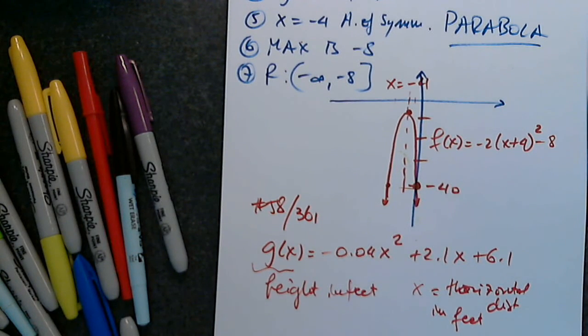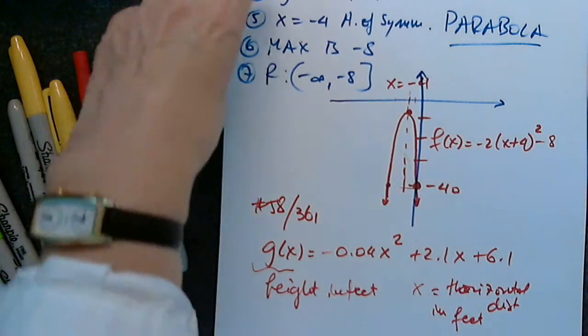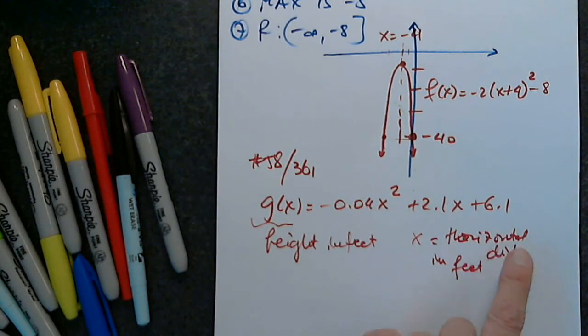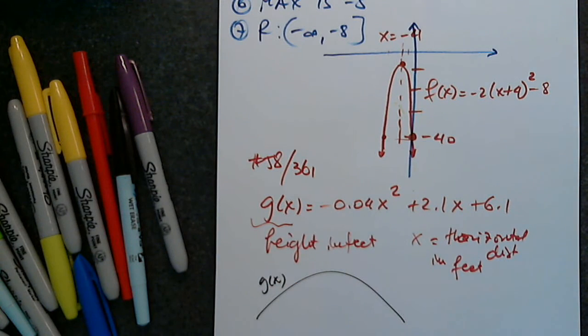Let's look at this function and say, does it have a max or does it have a min? Correct, because the leading coefficient, it's arranged in ascending order, is negative, so it must look like this. This is our g of x.